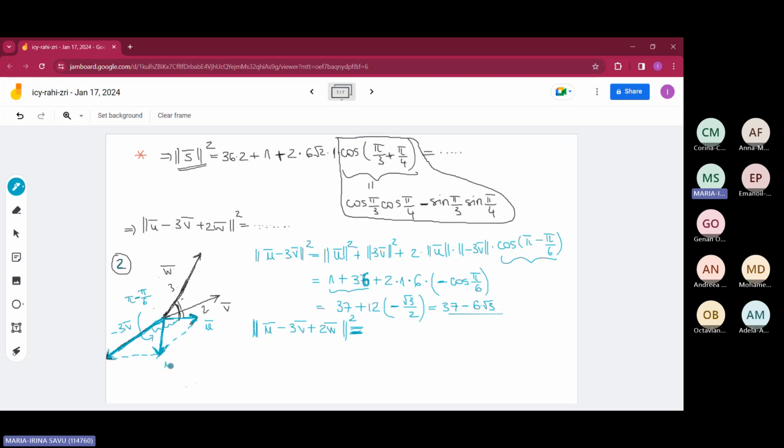Okay, so this is u minus 3v. Okay, this is u minus 3v. And you have this w, which must be multiplied by 2. Okay, let's suppose that w is smaller because I don't have enough space. Okay, let's suppose that w was this one. And let's suppose that c is 2.